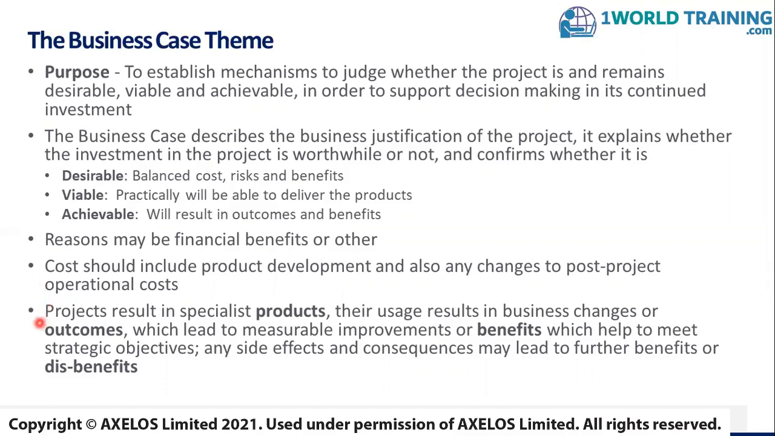Projects result in specialist products. Their usage results in business changes or outcomes, which lead to measurable improvements or benefits, which help to meet strategic objectives. Any side effects and consequences may lead to further benefits or disbenefits. There are several keywords here: products, outcomes, benefits, disbenefits. Sometimes there may be unexpected benefits and even unexpected disbenefits. Let's look at some examples.